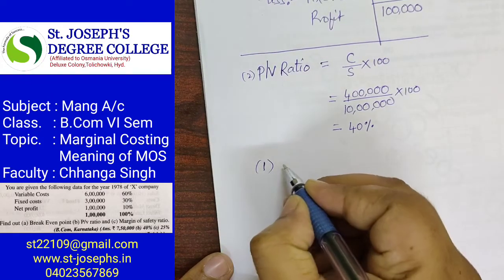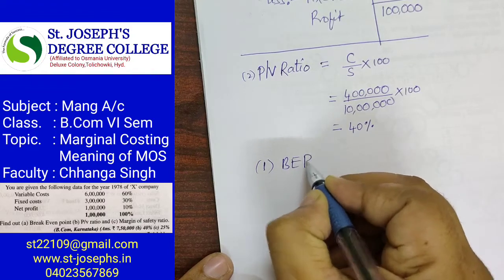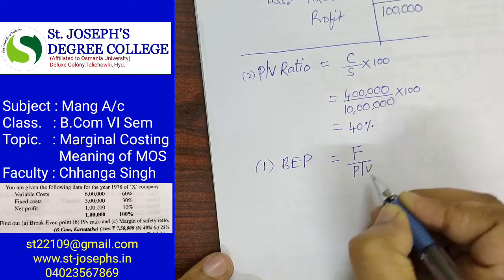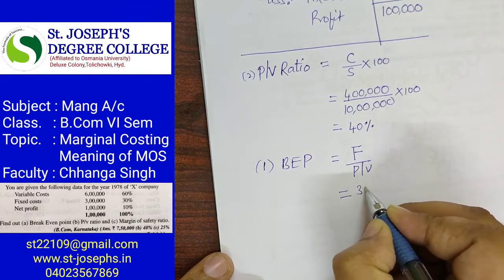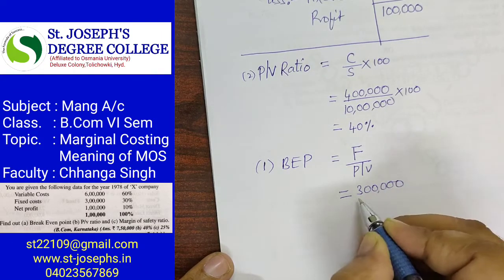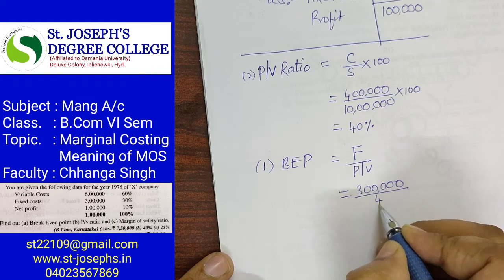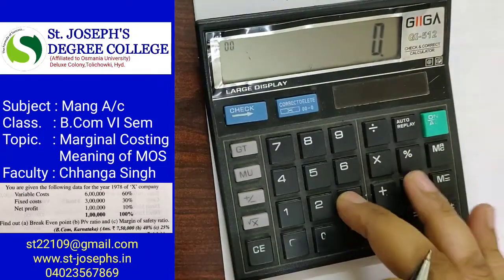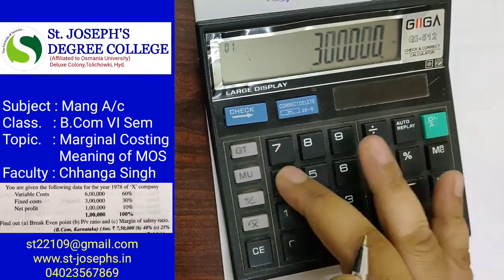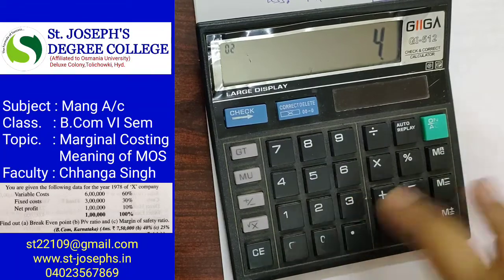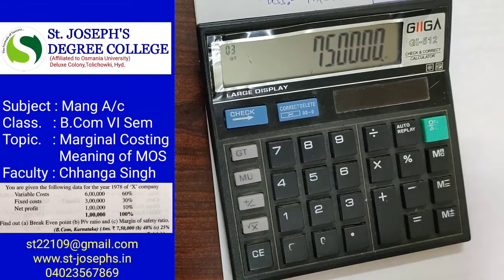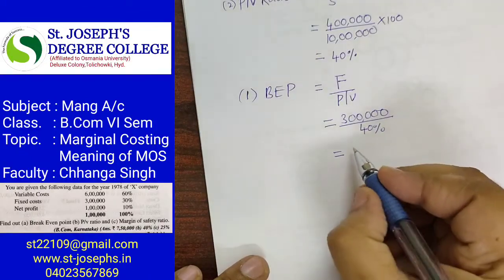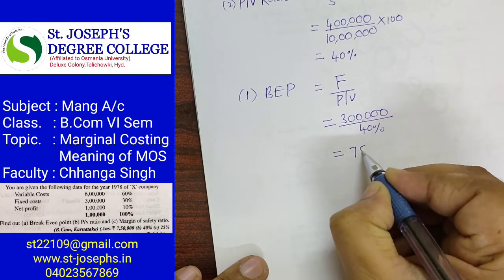So point number 1 is BEP. BEP is equal to fixed cost by PV ratio. Very easy formula. Fixed cost is 3 lakh and PV ratio is 40%. This will come to 3 lakh divided by 40%, 7,50,000. So our BEP is 7,50,000.